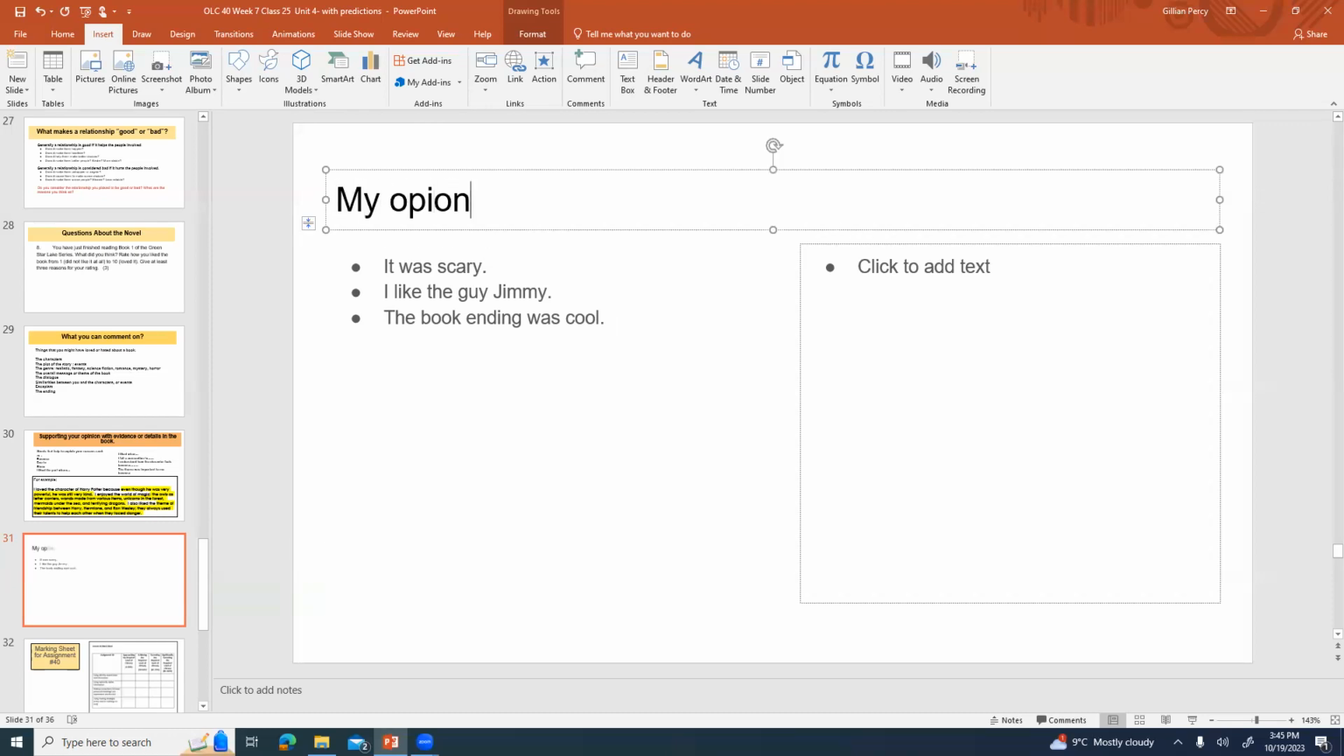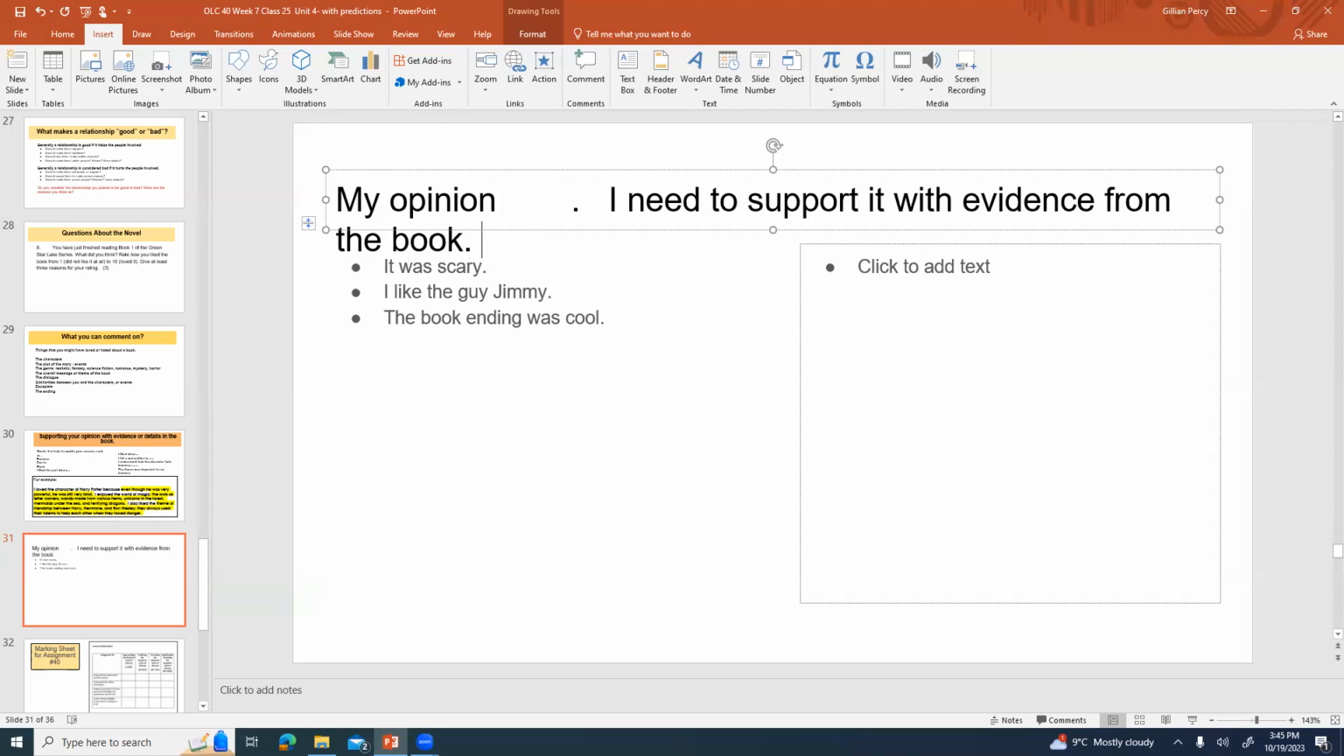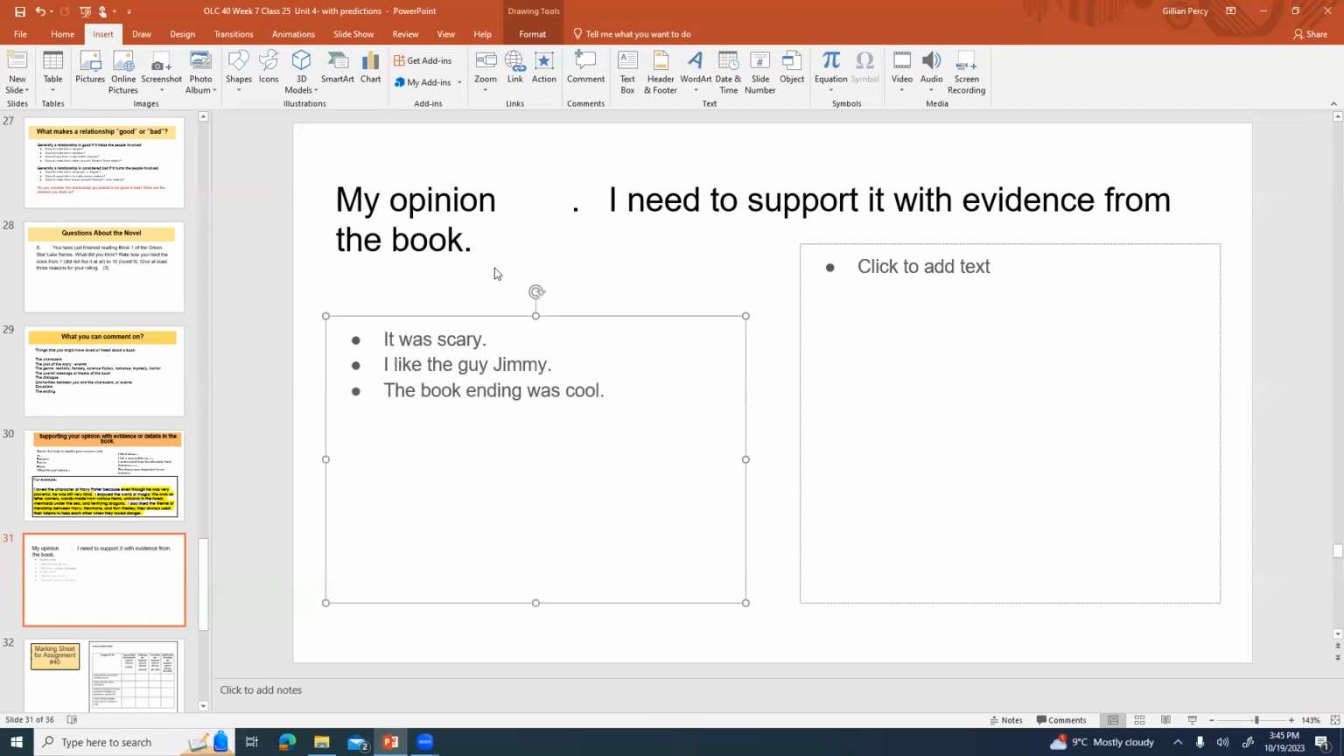But what I haven't done is support it with evidence from the book. And that is a hard part, right? You may have to take a few minutes and go through the book and find things. So here's an example.